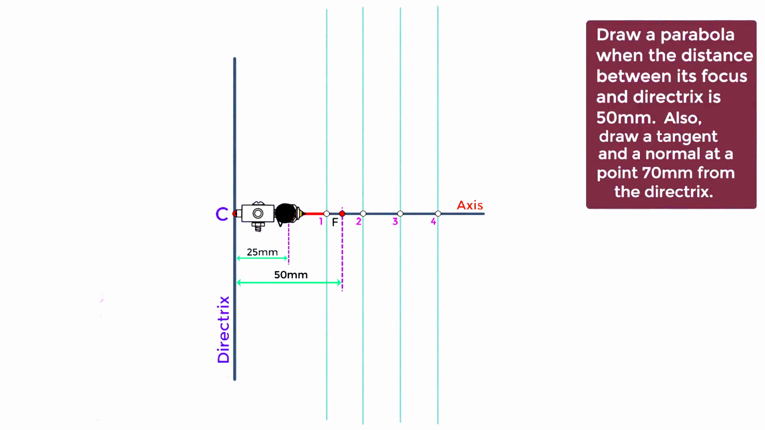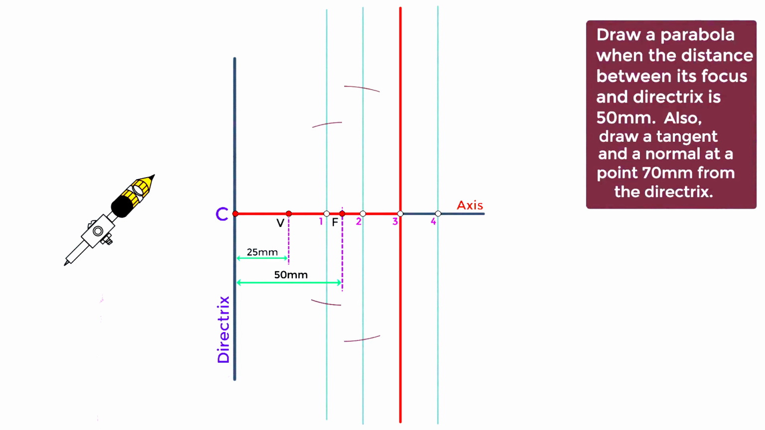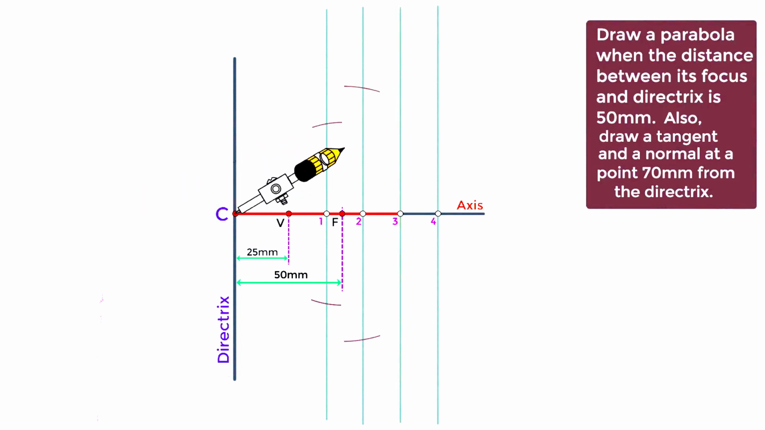After this, the next step is to mark points on these vertical lines. To do so, using a compass, we will take the distance from point C and 1, and focus F as the center. We will cut arcs above and below this vertical line, which is passing through point 1. Next, we will take the distance from point C and 2, and focus F as the center. We will cut arcs above and below this vertical line, which is passing through point 2. Similarly, we will do for all the remaining points.